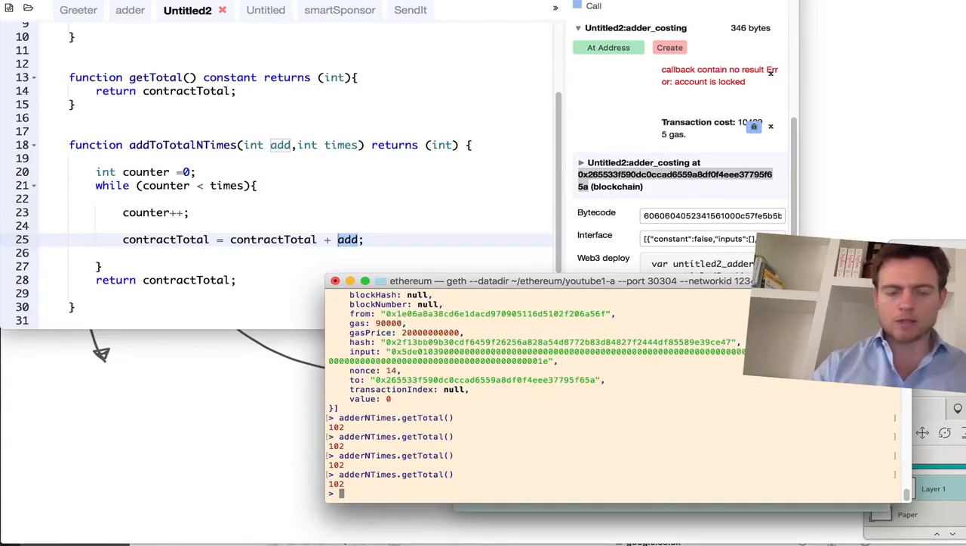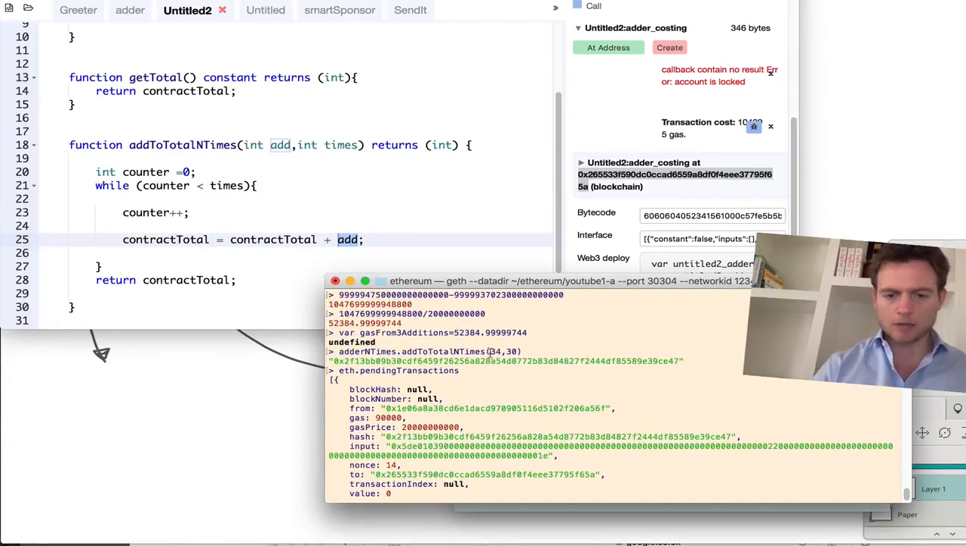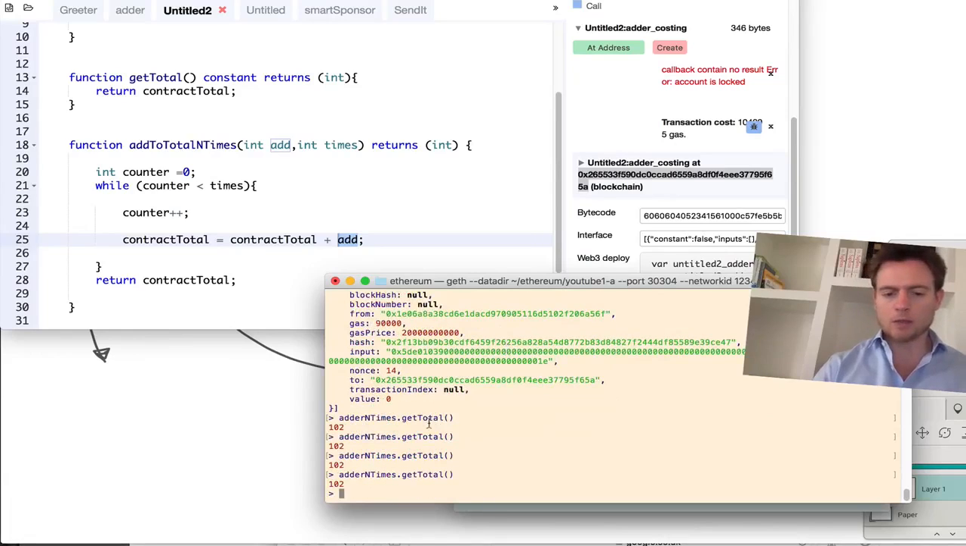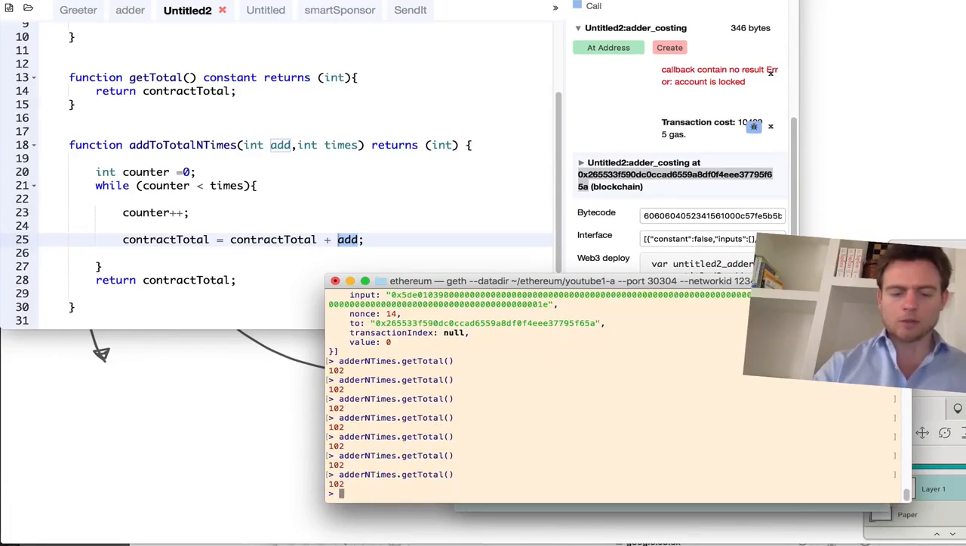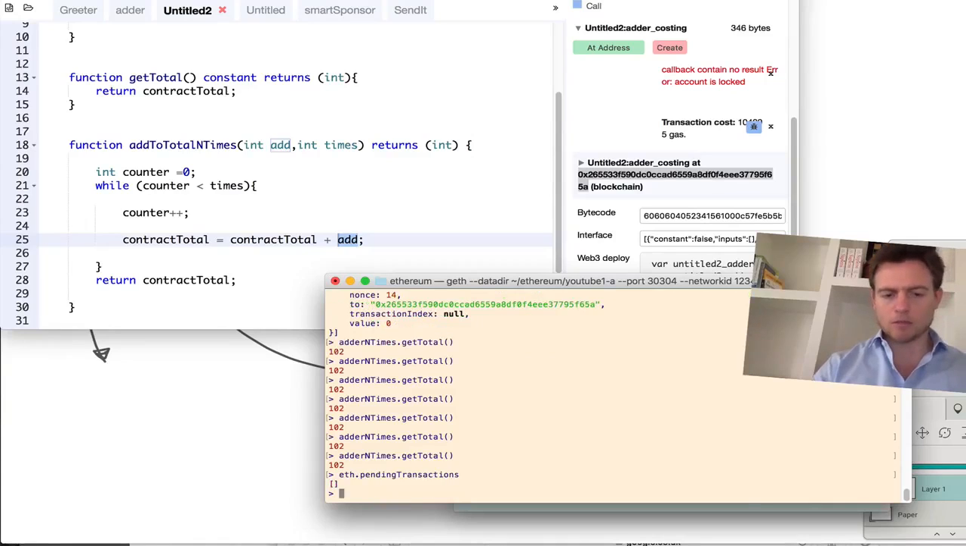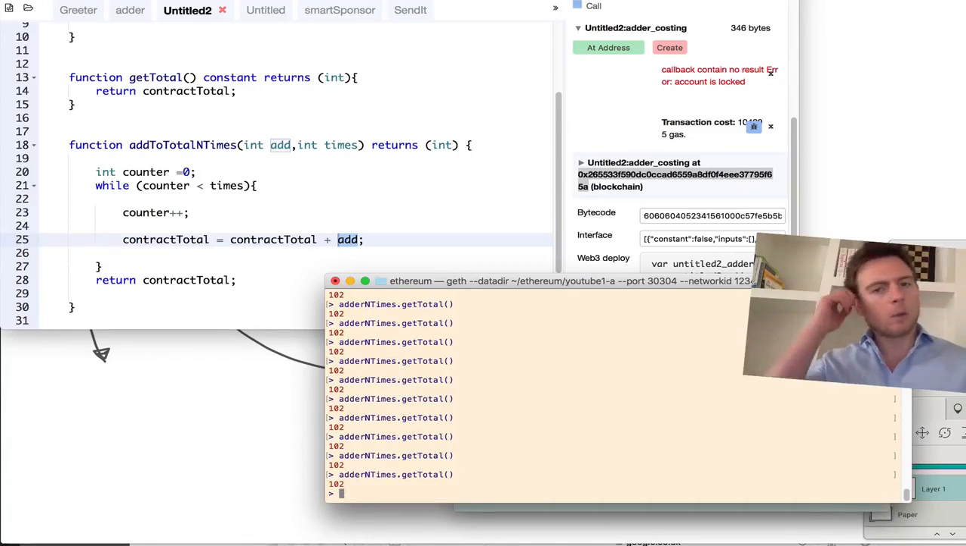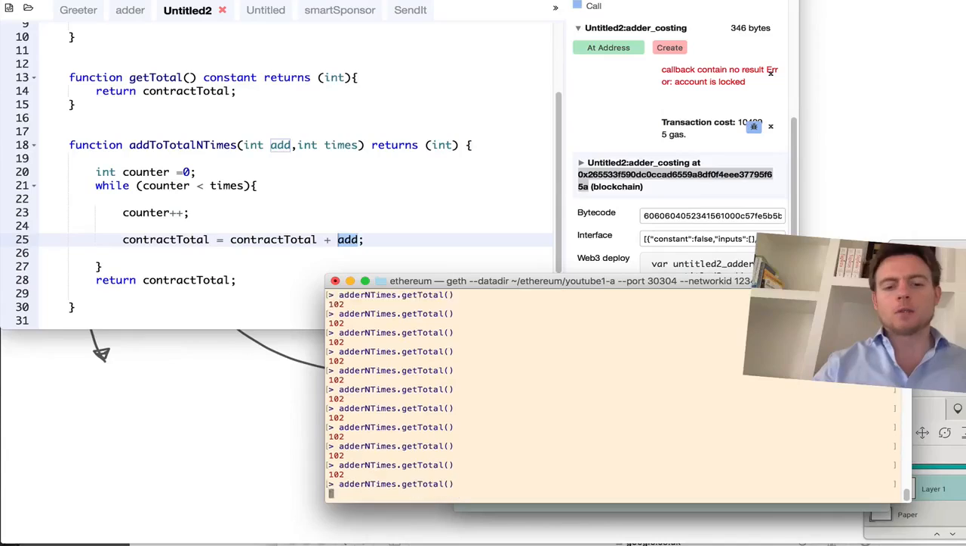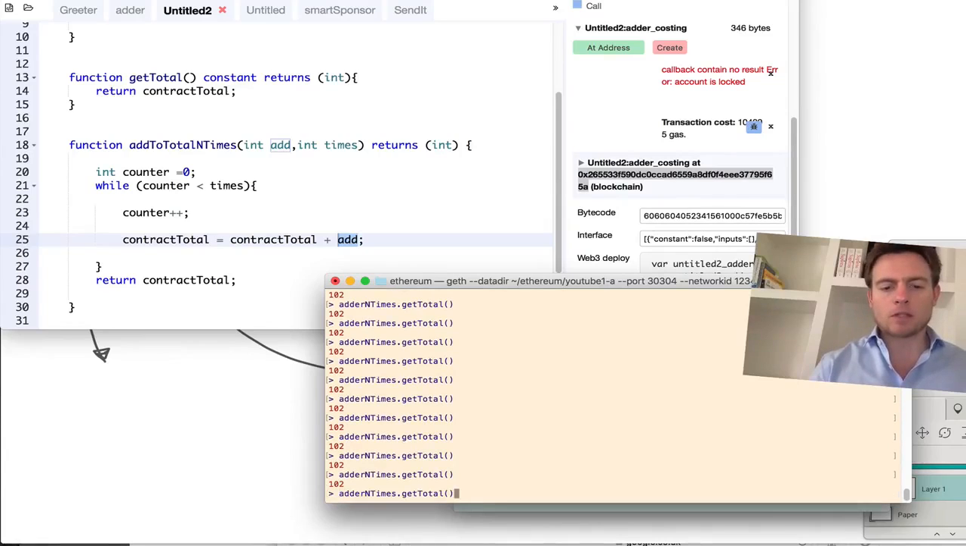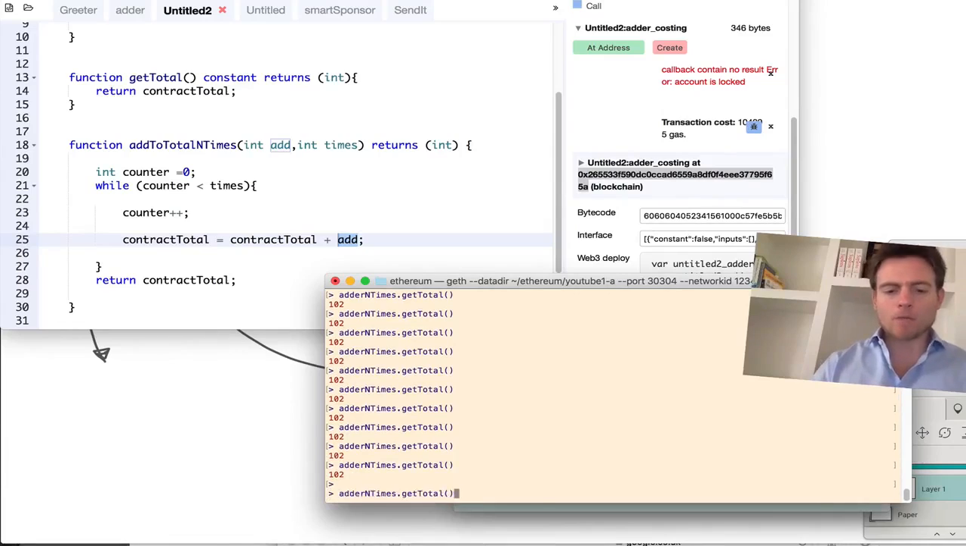You can see that the second call we made, which was to add 34 to the total 30 times, has not yet gone through, so we should still see it under pending transactions. Okay, it's finished now. So now if we do getTotal, oh, that's a very interesting thing that's happened right there. The total hasn't changed. I wonder what's happened here. The transaction has run through and is being mined, right? If you remember, the transaction was saying we are going to perform this addition operation 30 times.